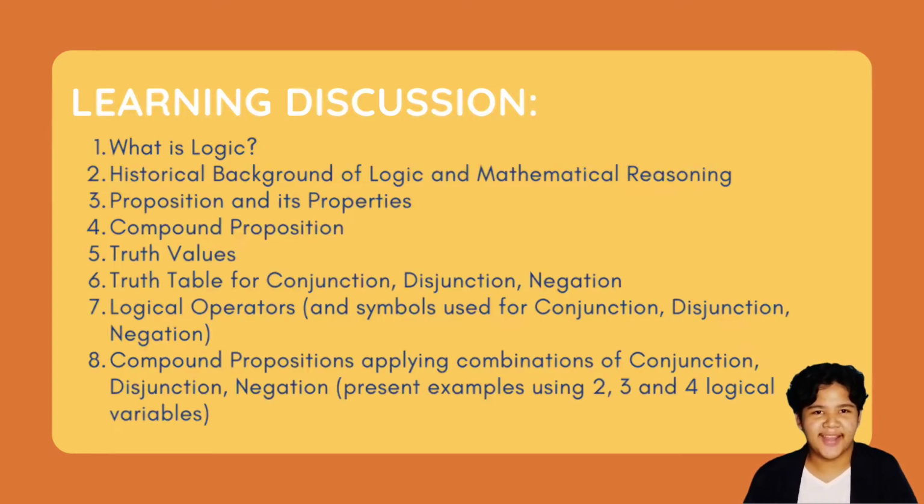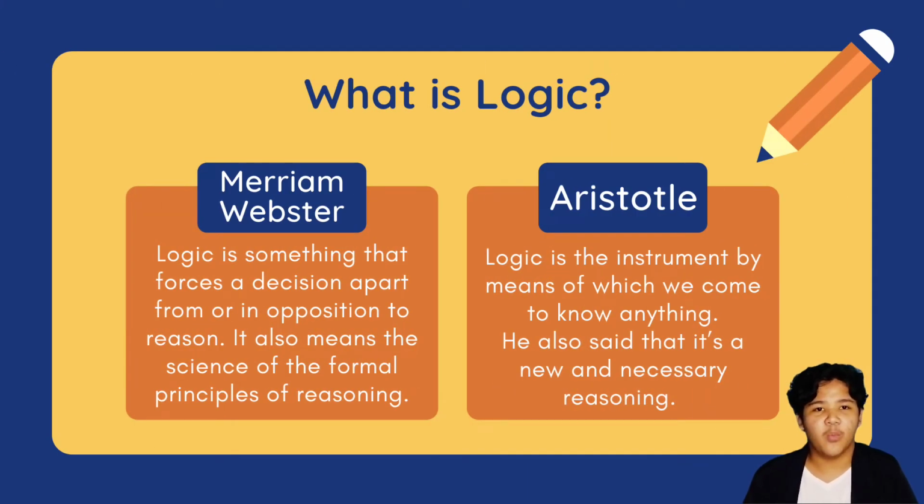Now, let's define logic. According to Merriam-Webster, logic is something that forces a decision apart from or in opposition to reason. It also means the science of formal principles of reasoning. Aristotle, on the other hand, says that logic is the instrument by means of which we come to know anything. He also said that it's a new and necessary reasoning. New because it allows us to learn what we do not know, and necessary as the conclusions are inescapable.